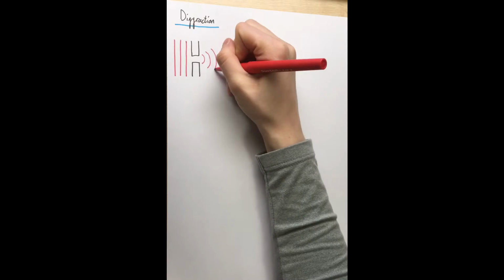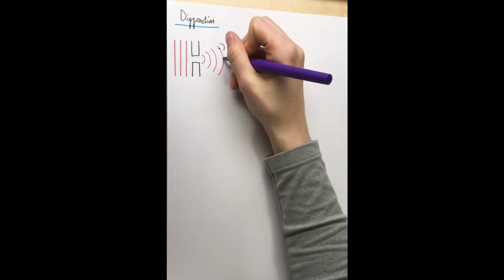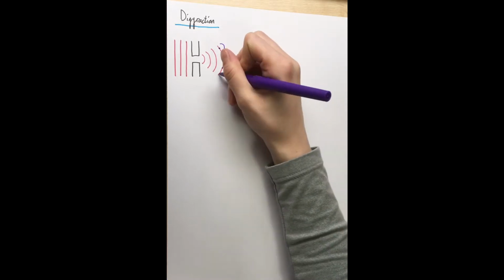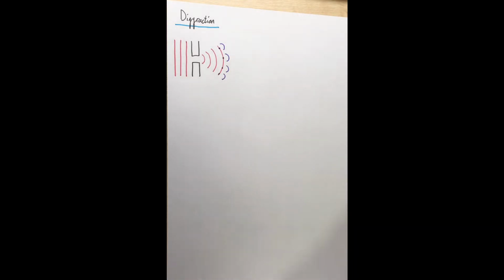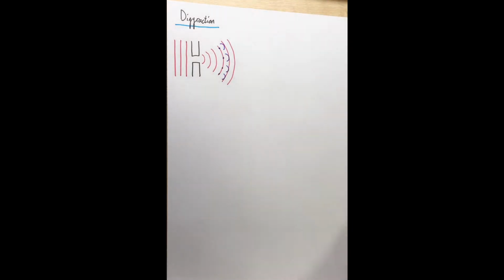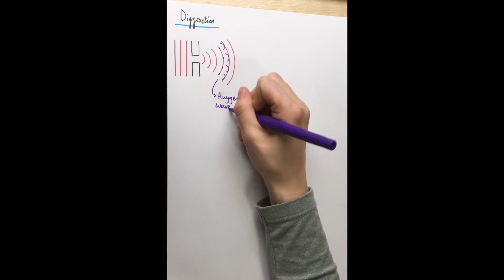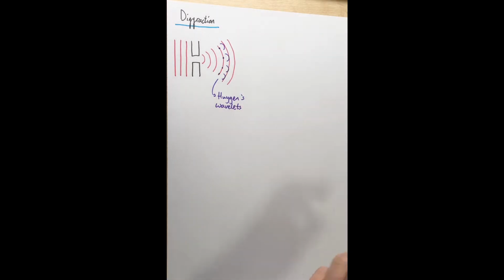Diffraction is the term given to the phenomenon of waves spreading out after passing through an aperture. It is described well using Huygens' principle, stating that we can treat every point on a wavefront as a source of secondary wavelets, whose envelope at a later time gives us the wavefront at that later time.